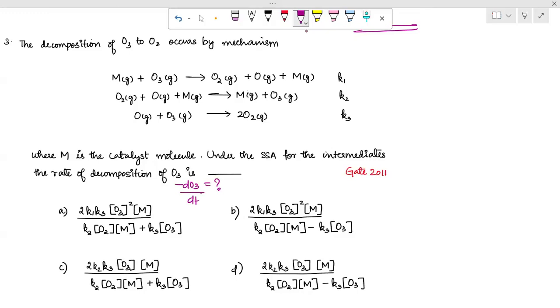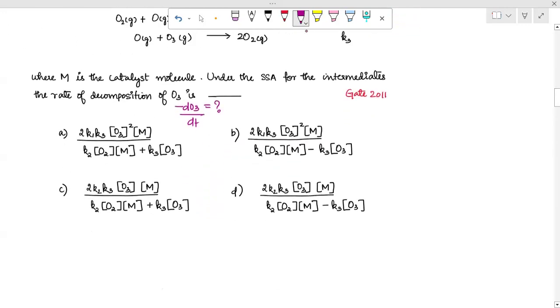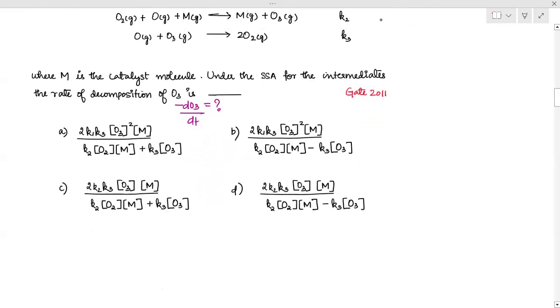Now, there are 3 steps given. Again, they have not mentioned which is the slowest step. So if that is not mentioned, the last step where the product is being formed will be taken as the rate determining step. Correct. So let's start. What you have over here is rate is equal to K3 concentration of O3 into concentration of O. This is what you have.